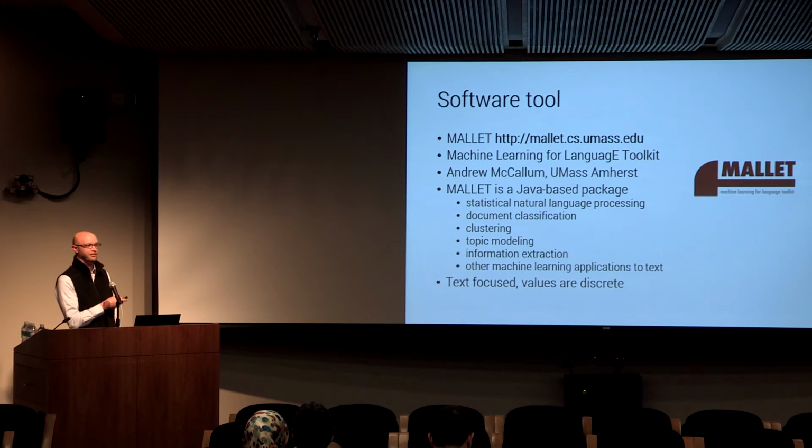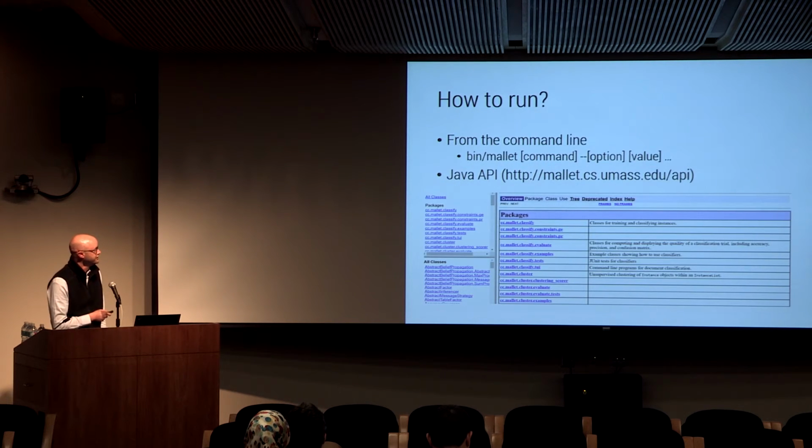It's Java. I think there are R topic modeling packages, and certainly Python. It does clustering, topic modeling, and information extraction. It's text focused, so all the values stored in there are discrete. You're not going to have a continuous feature. How do you run it? After you download it, you can run a binary from the command line and do some simple things. There's also a Java API, which is very useful, and you'd probably want to go that route if you're interested in using the software.